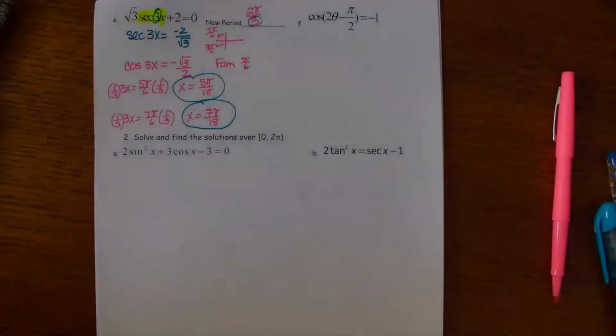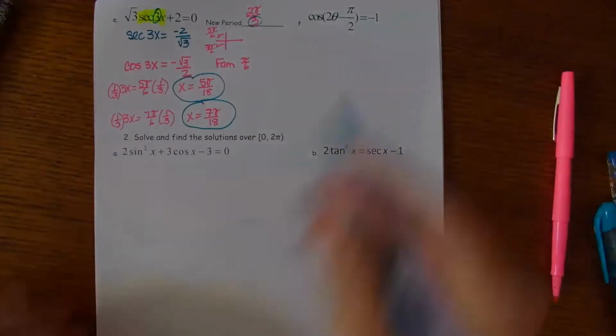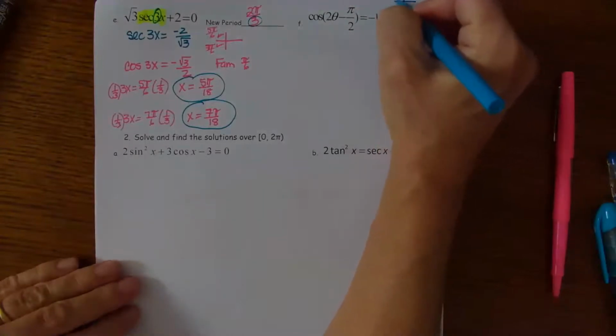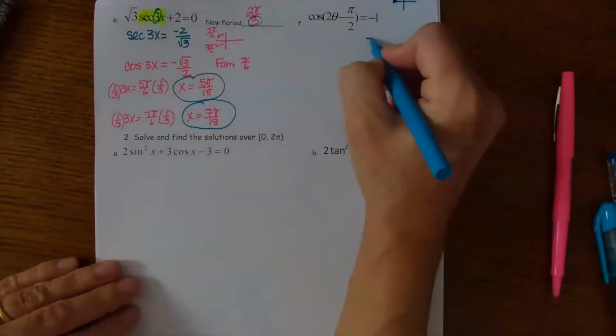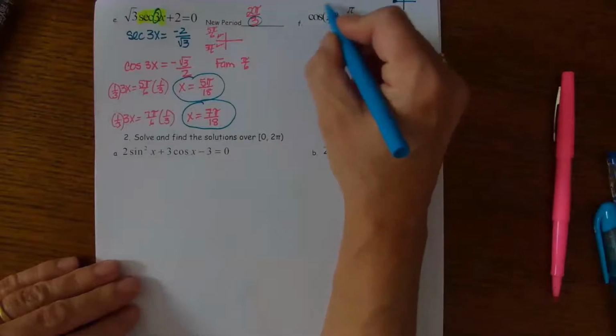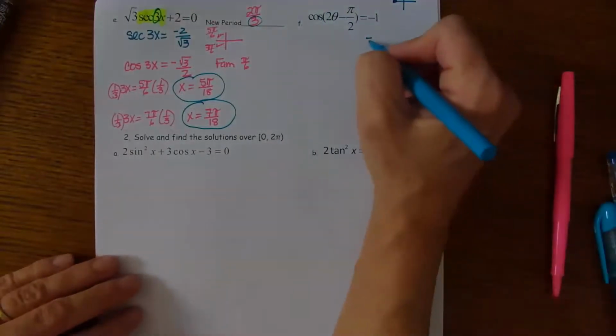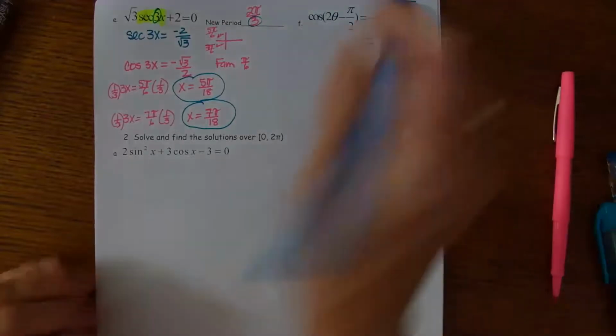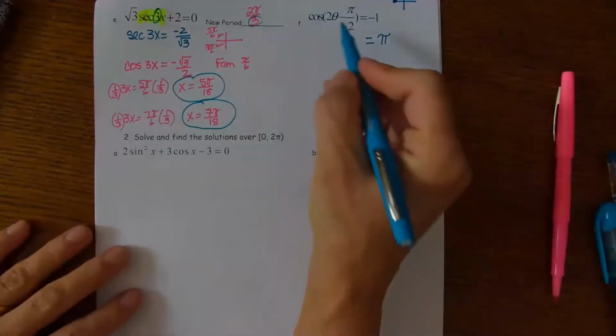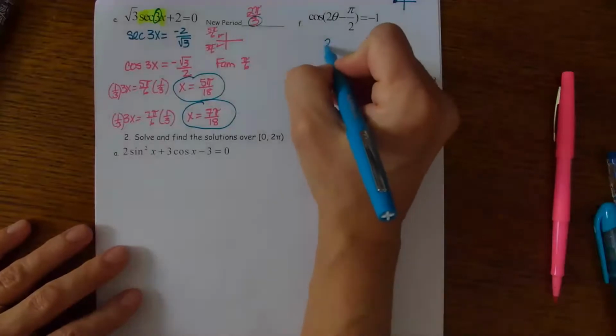Where does cosine equal -1? Right there. So this would normally have just been an x, or a theta, and we would have said it equals pi, because that's where cosine is -1. But I don't have just an x there, I have this mess.